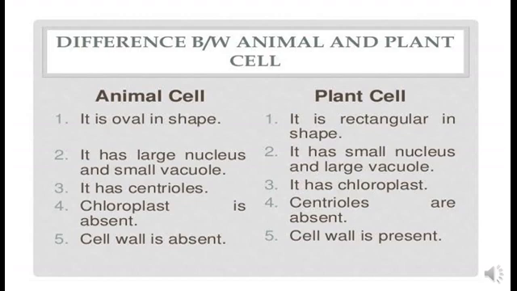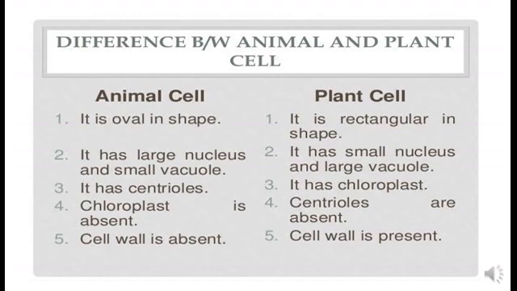Centrioles are important organelles during cell division. They take part during cell division. As you know, animal cells don't have chloroplast, whereas plant cells have chloroplast. Cell wall is absent in animal cell and cell wall is present in plant cell. I think I have come to the end of this lesson.